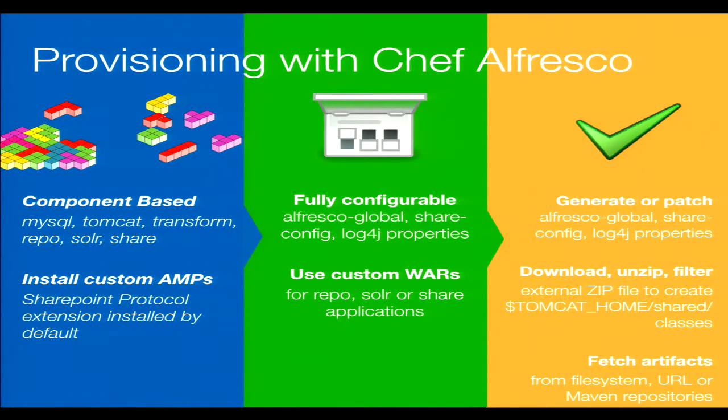Also, Chef Alfresco relies on a third-party cookbook called Artifact Deployer, implemented by me again, which allows you to fetch artifacts from different sources. You can fetch from your own URL. It's ready to be fetched from Maven repositories using the main coordinates. So there are really a lot of interesting features delivered by Chef Alfresco.